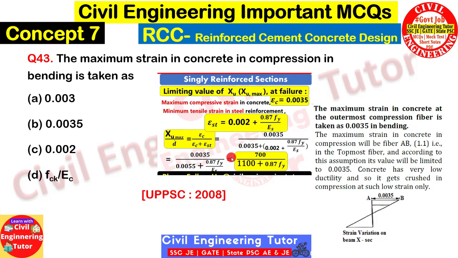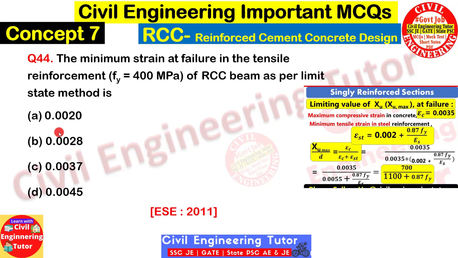Moving to our next question. Now, the maximum strain in concrete in compression bending, we have already seen this, 0.0035. B will be the correct answer. The formula for minimum strain of steel is this one: EST is equal to 0.002 plus 0.87 Fy by ES. We have to remember this formula, where Fy is obviously the grade of steel, and ES is the modulus of elasticity of steel, that is 2 into 10 to the power 5 megapascal. So let's see the answer of this question.